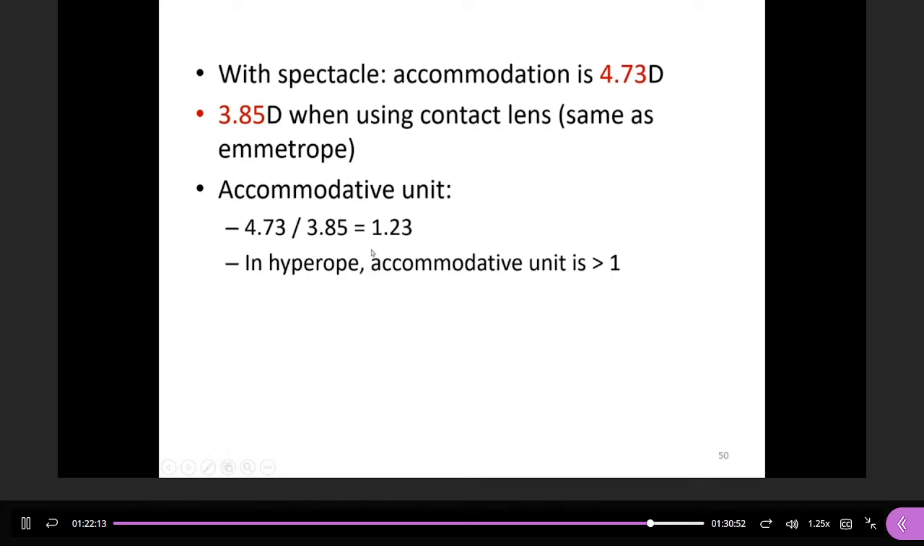You can see that it's higher in the hyperopic patient. It's always larger than 1. In this case, the hyperopic patient has to accommodate 23% more compared with an emmetrope.